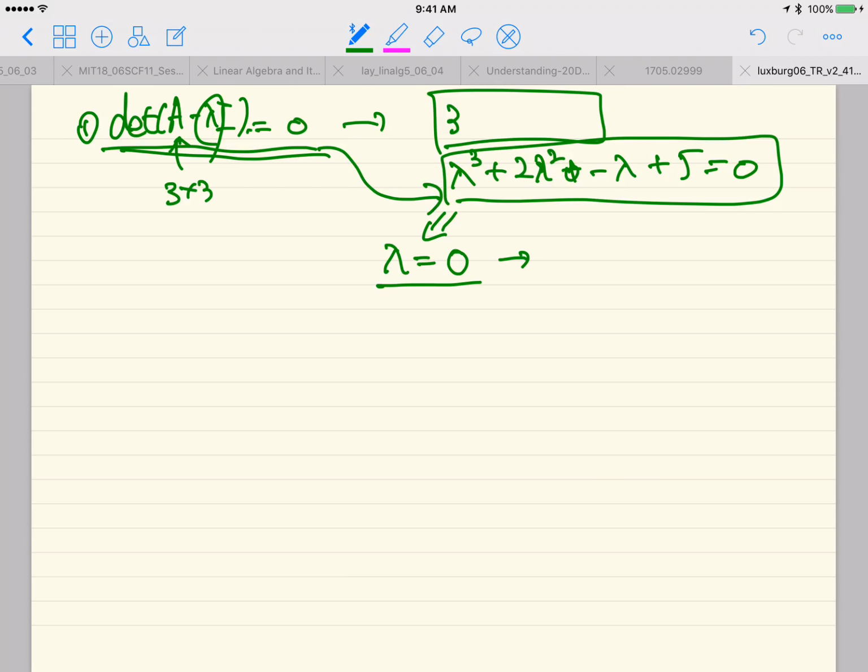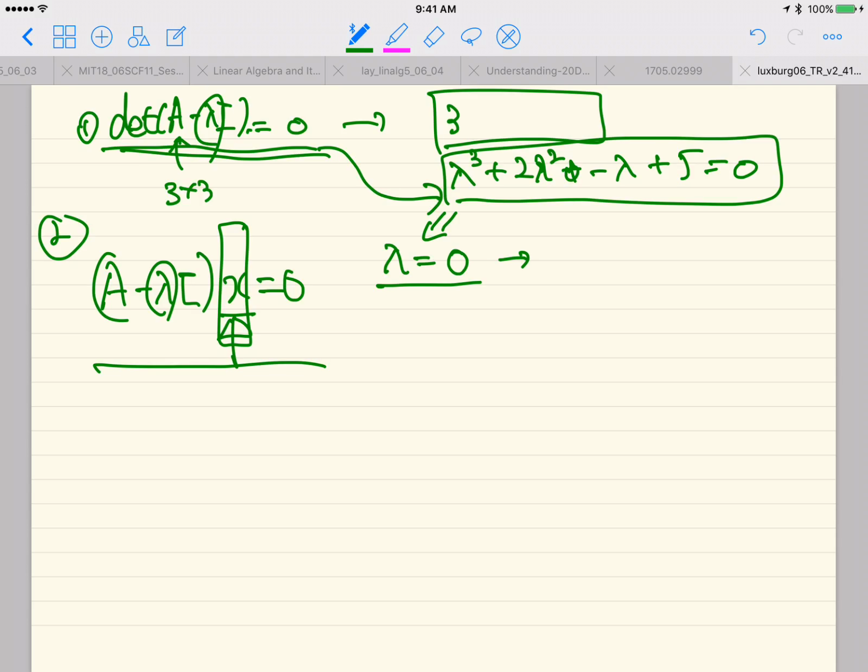And then when setting lambda as 0, the second step will be to compute this vector x, or obtain the non-zero vector x that satisfies this equation. So lambda is 0, and so it's like A times x is 0, right?